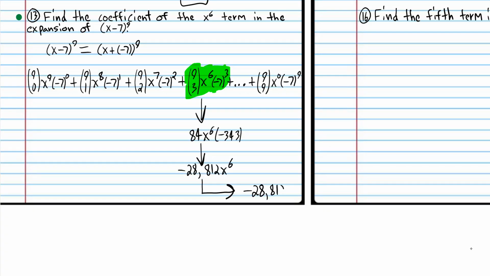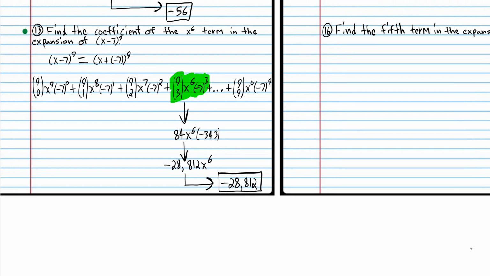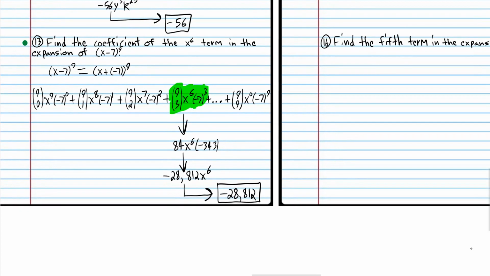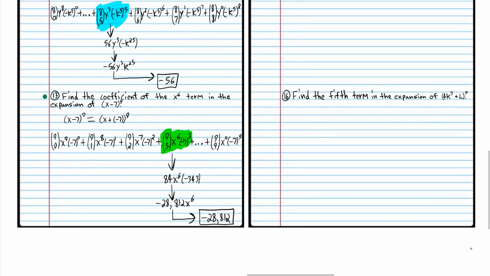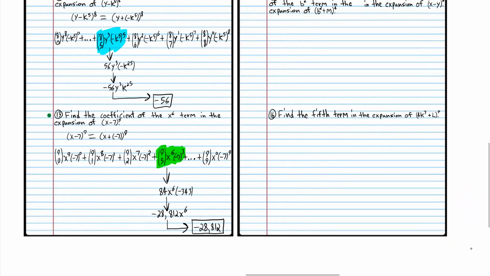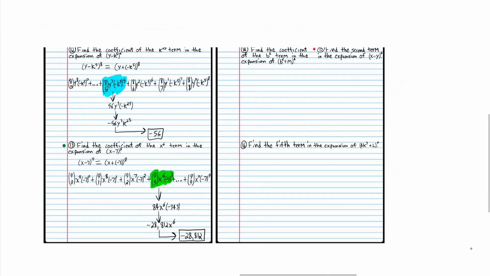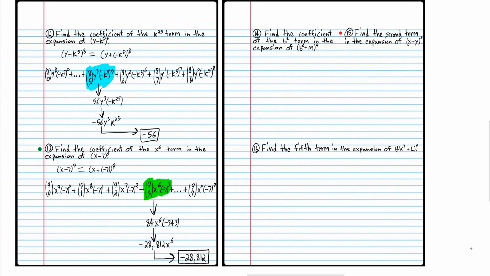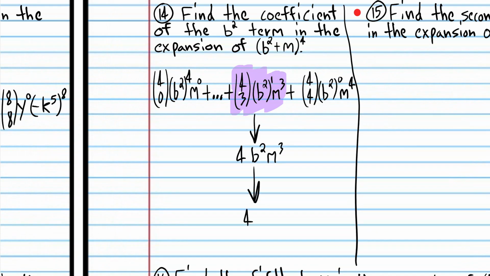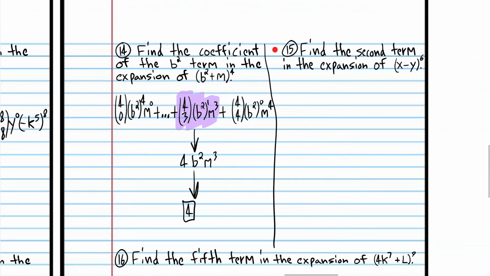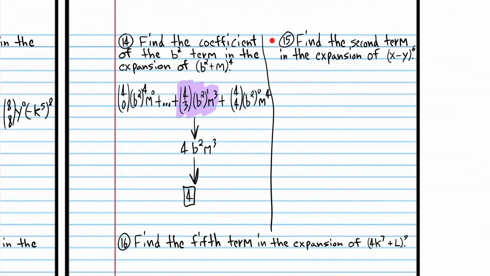Okay, we're back. 812. We're looking for the coefficient of that term. So if you got that one right, excellent. Okay, so let's go on to number 14. Try 14. When you come back, we'll do it together. Okay, we're back. So the coefficient of that term is obviously 4. So if you got that one right, excellent.